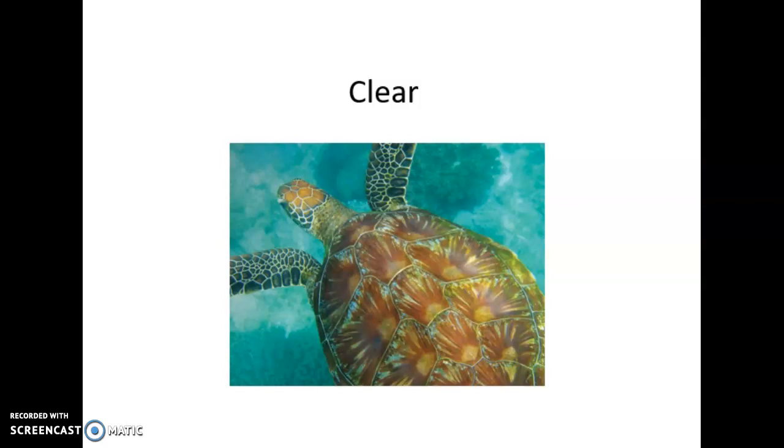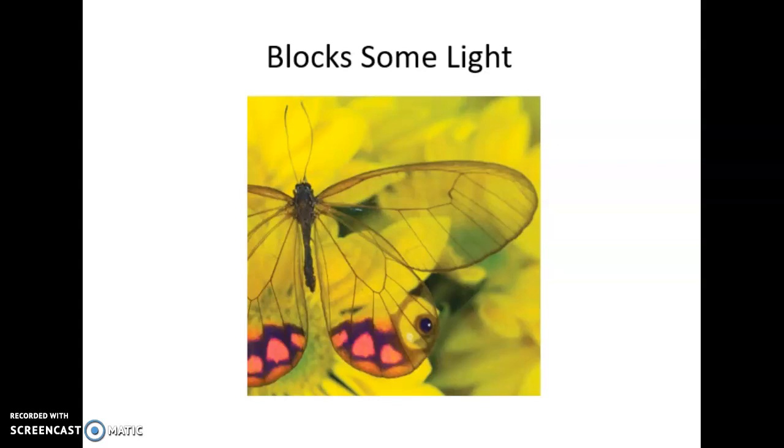In previous lessons, we learned ways to describe light shining on an object. Some things are clear, like the water that the turtle is in. You can see clearly through the water and watch the turtle. Objects can also block some light and allow some light to shine through, like the wing of a butterfly.